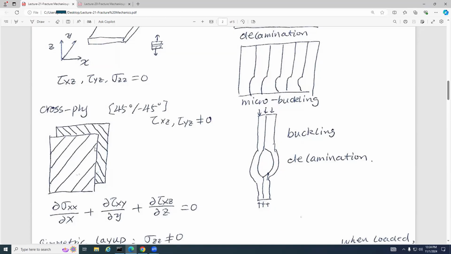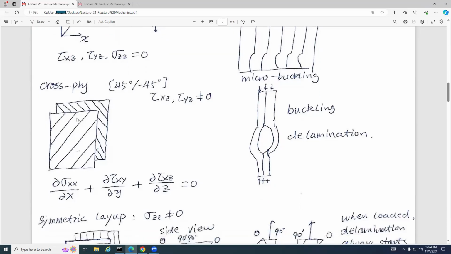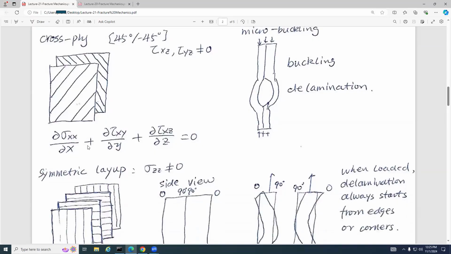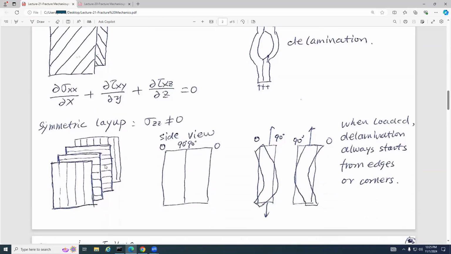The second thing is cross ply. You can see this is one laminate. For this laminate, the fibers in this layer are oriented at 45 degrees, and in this layer the fibers are oriented at negative 45 degrees. Then we glue them together. So this is the equilibrium equation, right? And for this case, this is a symmetric layout.